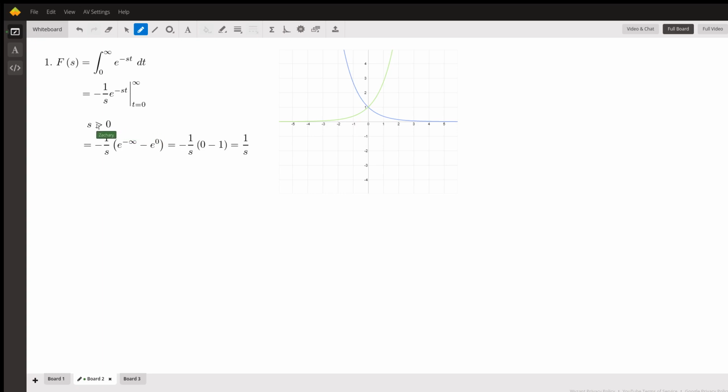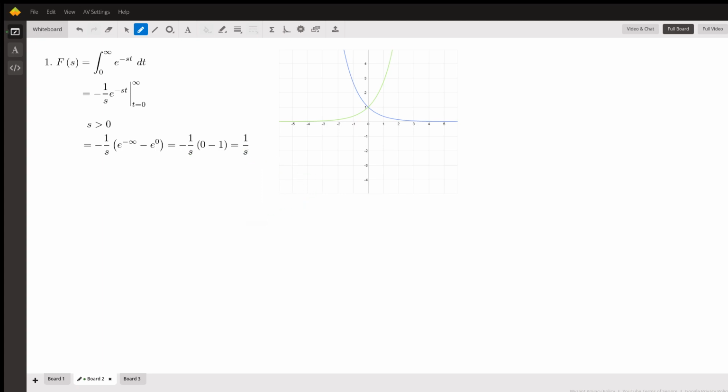And so once we've made that restriction, we can just plug the bounds of t into our function. So it's negative 1 over s out front, and then it's e to the minus infinity minus e to the 0. E to the minus infinity, we just said it goes to 0, so we plug in 0. E to the 0, everything to the 0 that is non-zero is 1, so we plug in 1 here. So 0 minus 1 is negative 1, times negative 1 over s. We get a positive 1 over s.